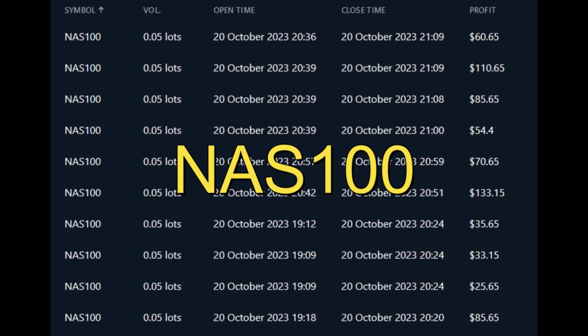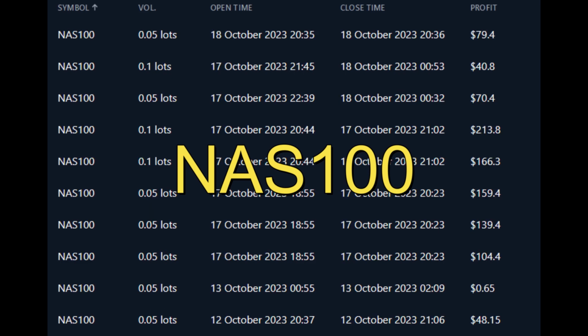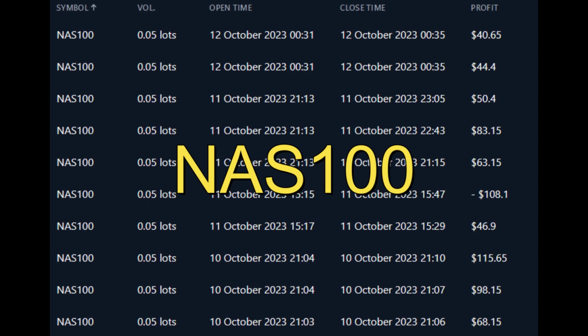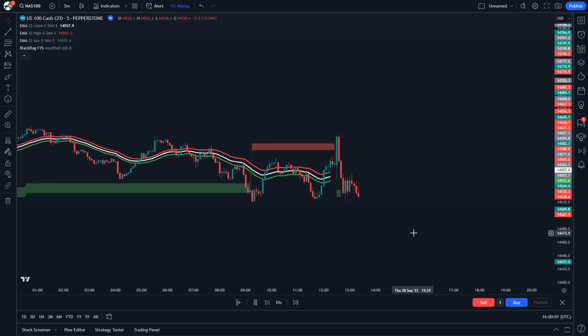And one very important thing. When you use this indicator on the 1-minute or 5-minute time frame, your stop loss will be very small. And here is the result we tested on NAS 100 for 50 trades. That's great, right? Of course some trades lost, but not much.